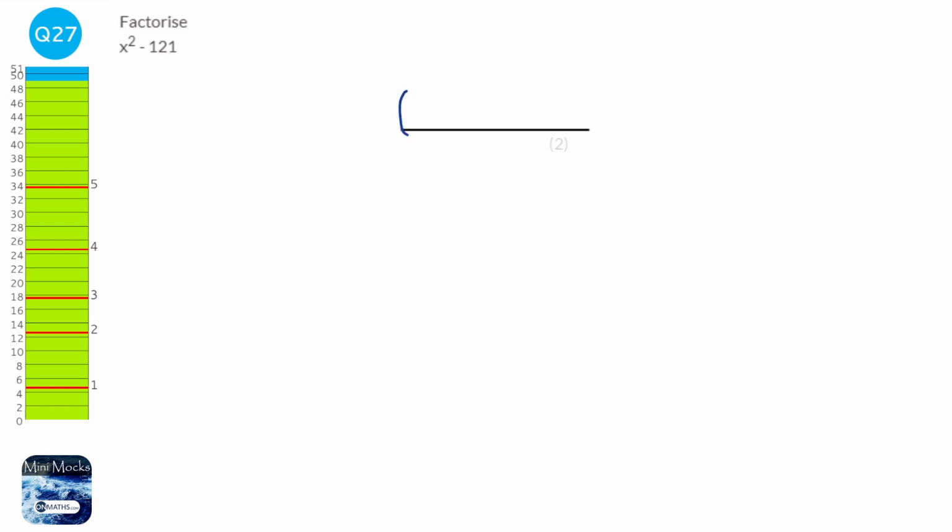What you do is you put down two sets of brackets, and you square root the first term. Well, that's just going to be x. And you put the positive and negative versions of the square root. So we're going to square root 121, which is 11. So we're going to put plus 11 and minus 11, and that's it.